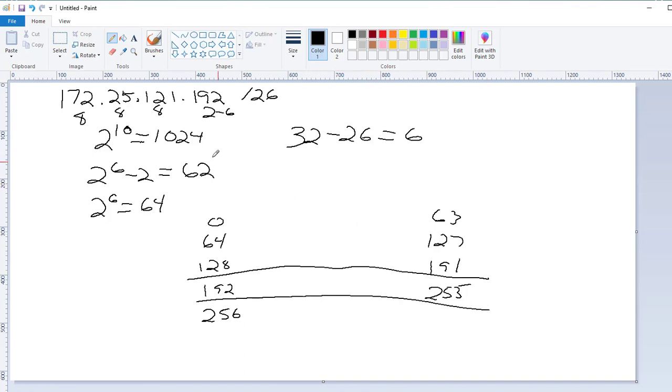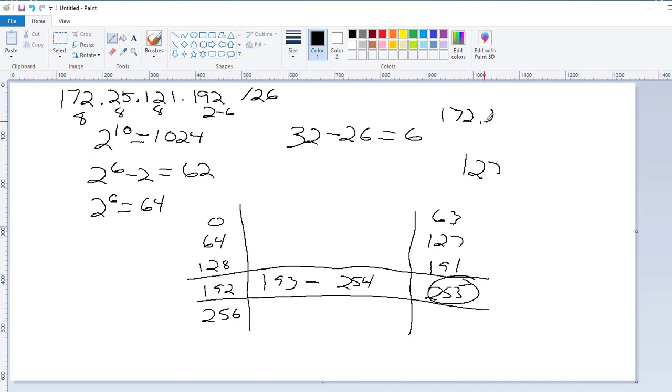So based on this, if that was my address 192, we know that in the range chart, 193 to 254 would be usable. So they wanted the broadcast, so it would be 172.25.121.255. So let's see if that's right.